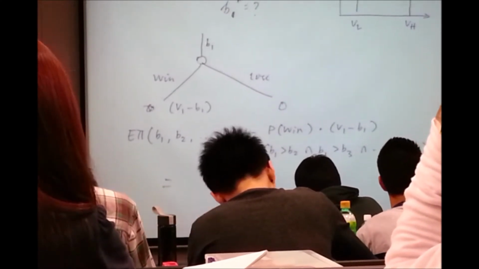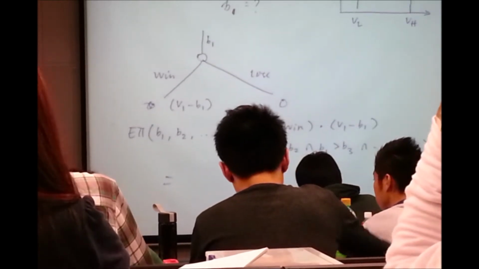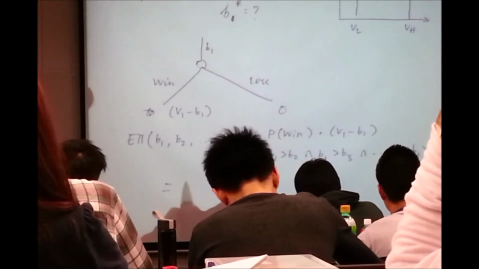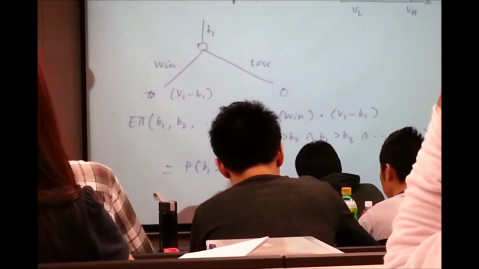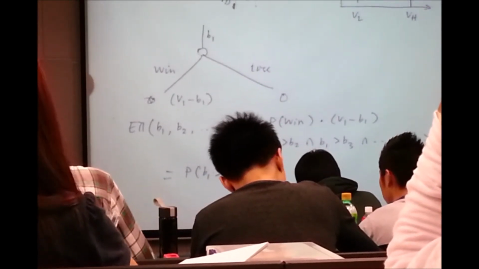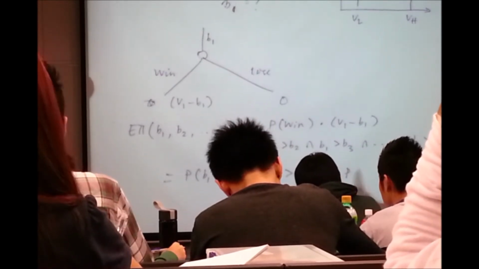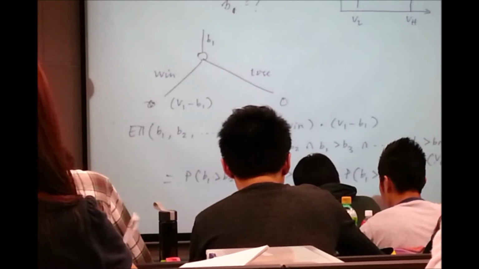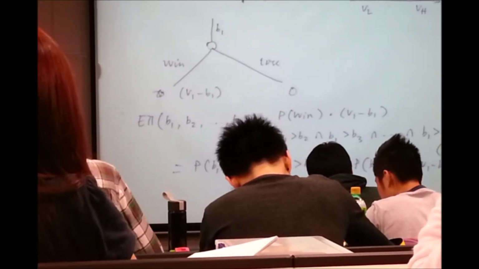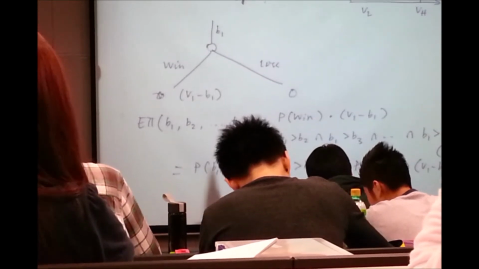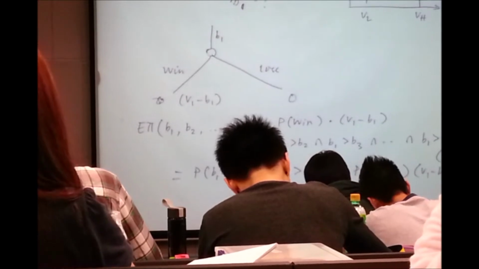And the next step: since bids are independently distributed, why? Because valuations are independently distributed. Therefore, you write it as the probability B1 greater than B2, times the probability B1 greater than B3, times up to the probability B1 greater than Bn. Next step, you have a problem here. You don't know how to get an expression for this, and you need an expression to use calculus.